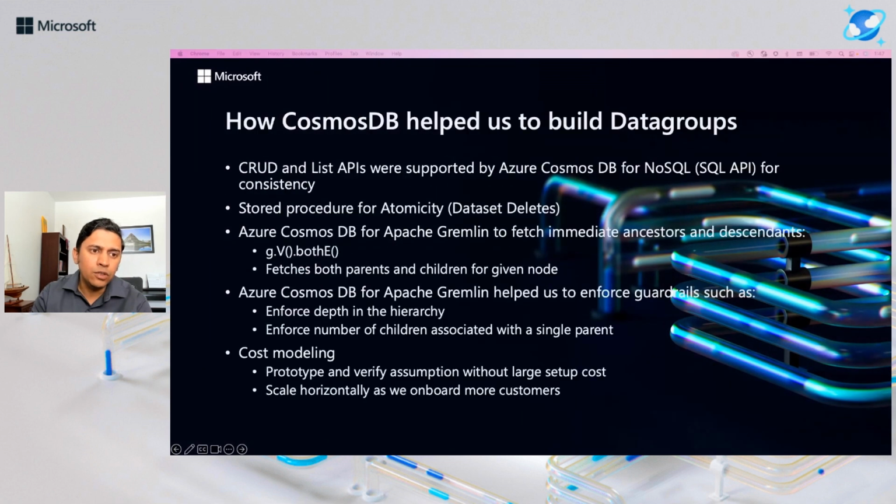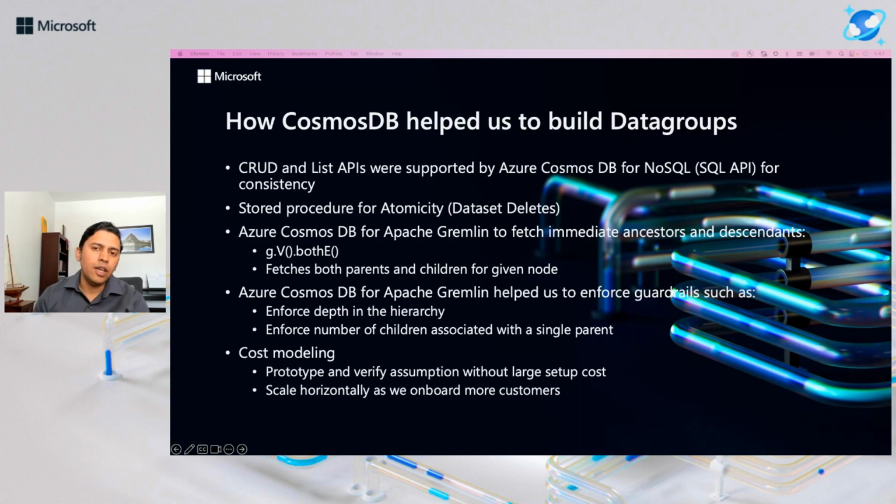This is how we use these features to build data groups. For the CRUD and list APIs that we were supposed to build, we used Azure Cosmos DB's NoSQL API for consistency, since this API provides a query language that is more suited for searching and sorting operations.